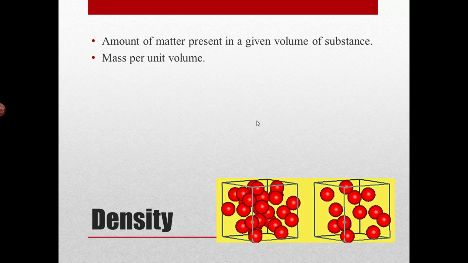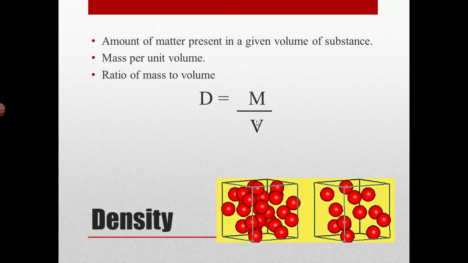If you're taking a look at those two images on the bottom of the screen here, you can see that they both have the same volume, but that they have different amounts of mass. This means that one of them is more dense than the other. And it is the left-hand one that's more dense because it has more mass per unit volume. If I'm going to do a calculation of density, it's always calculated the same way. Density is mass divided by volume.